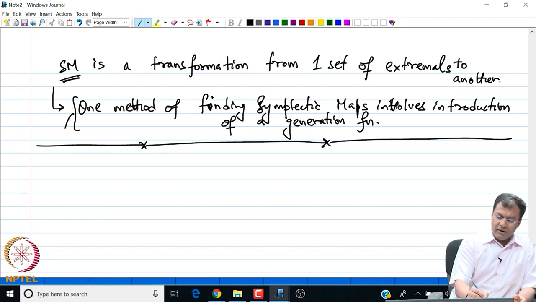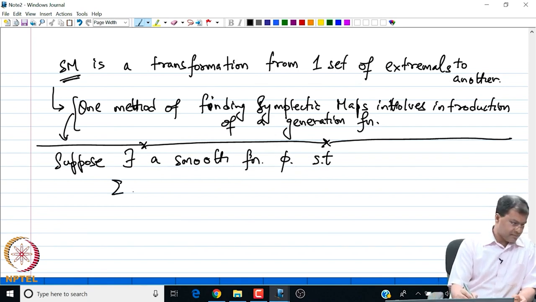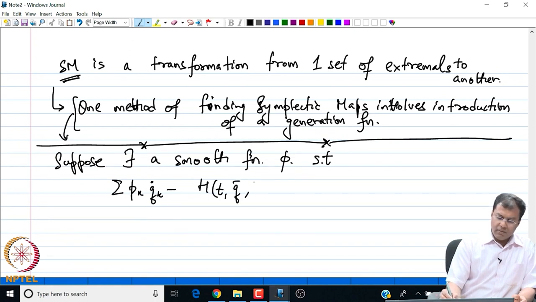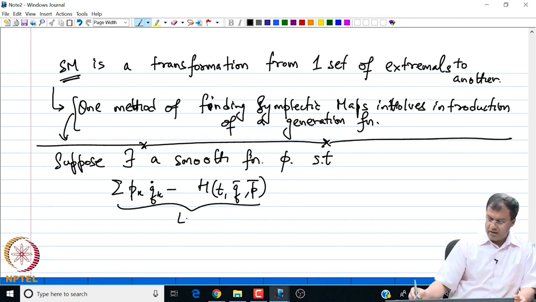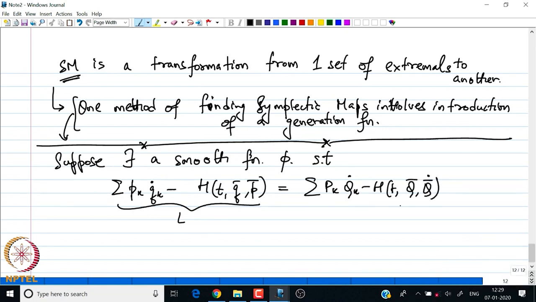I want to elaborate on this statement further. Suppose there exists a smooth function phi such that summation p_k q_k dot minus h of t, q bar, p bar. So what is this sum? This is the Lagrangian, right? So the Lagrangian in one frame is equal to the Lagrangian in the other frame, plus the derivative of phi with respect to t, with arguments t, p, q bar.